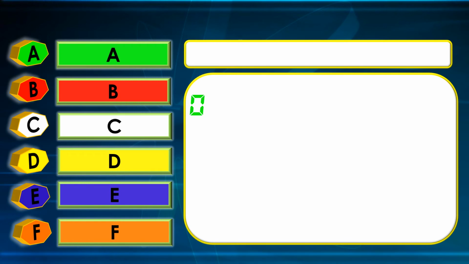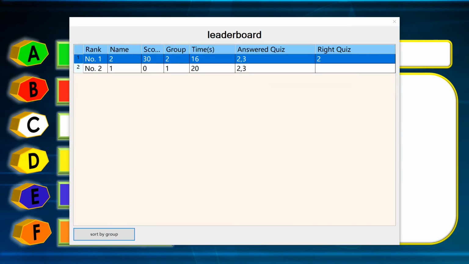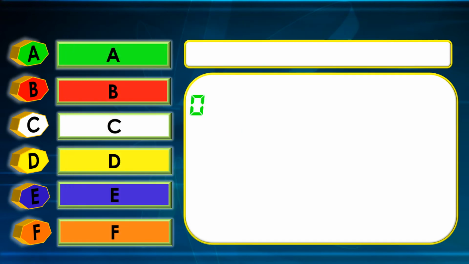Check the scoreboard, press the scoreboard button on the host remote. You can see position 1, it goes to student 2. We've got a score of 30. They're in group 2. They've answered in 16 seconds. And they got 1 question correct. Let's have a look by the group. Group 2 is winning with 30 points. Press OK to go back.